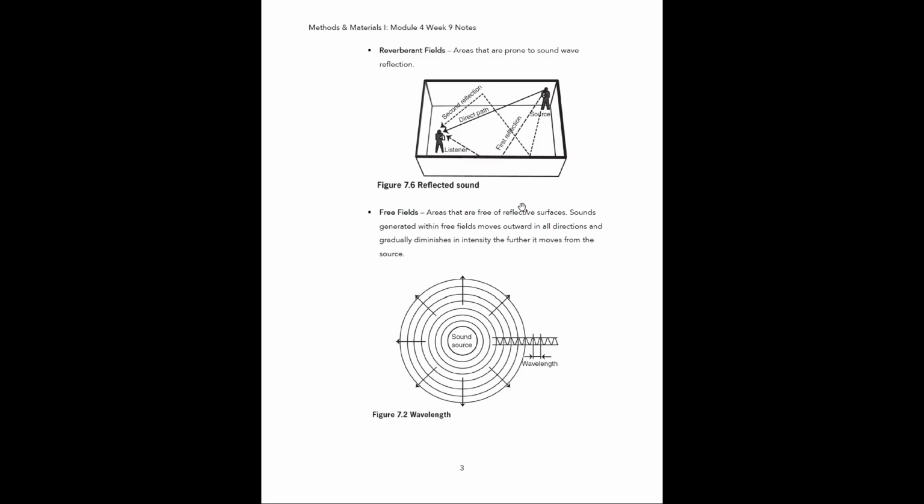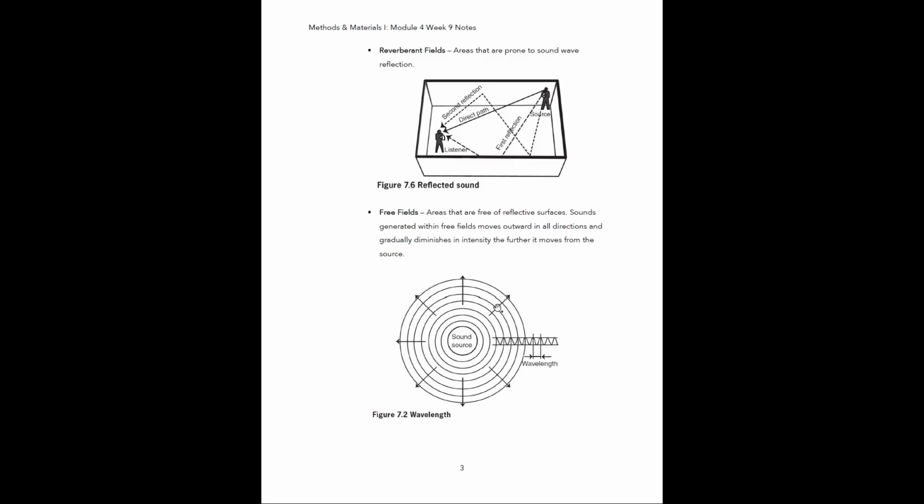Okay, this is opposed to a free field, and a free field is an area free of reflective surfaces. Okay, so think of like being out in the middle of nowhere outside in the wilderness. There's nothing around you to sort of bounce waves around. Sounds generated within a free field moves outward in all directions. So it's going to start at the source and move outward in all directions, and then gradually it's going to diminish in intensity the further it moves from the source.